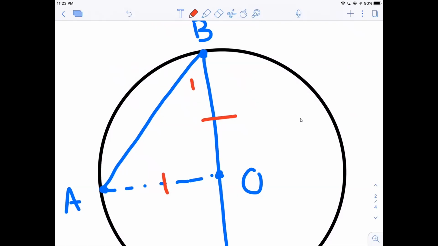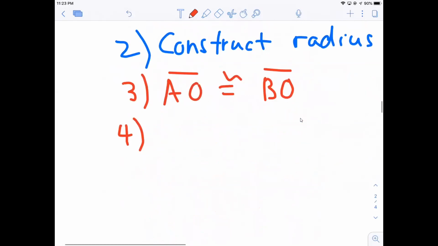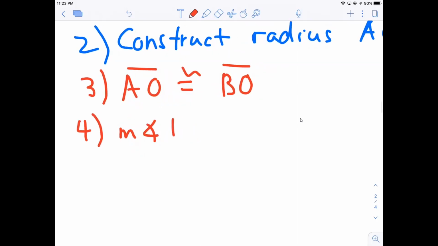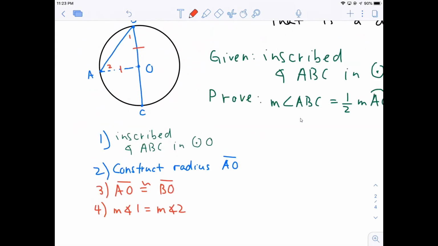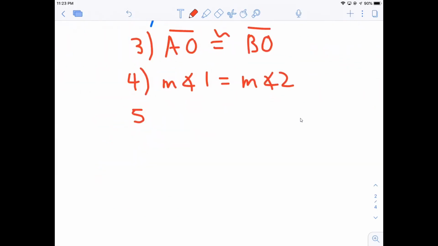Now we can say angle ABO is congruent to angle BAO. I'm going to call those angles 1 and 2 to keep it simple. So angle 1 is, well, actually, I'm not going to say the angles are congruent. I'm going to say the angles are equal in measure. So the measure of angle 1 is equal to the measure of angle 2. And the reason for that is angles opposite congruent sides in a triangle are equal in measure. All right, step 5.